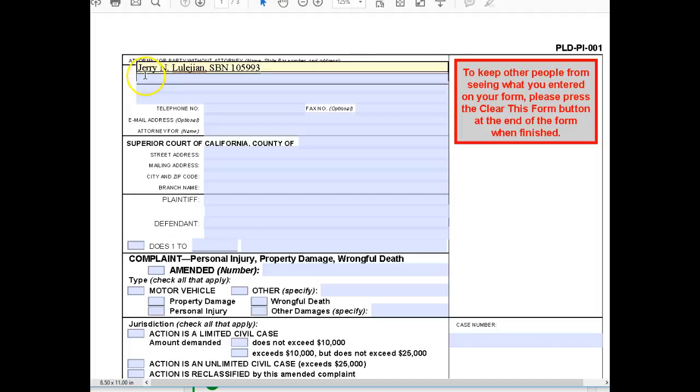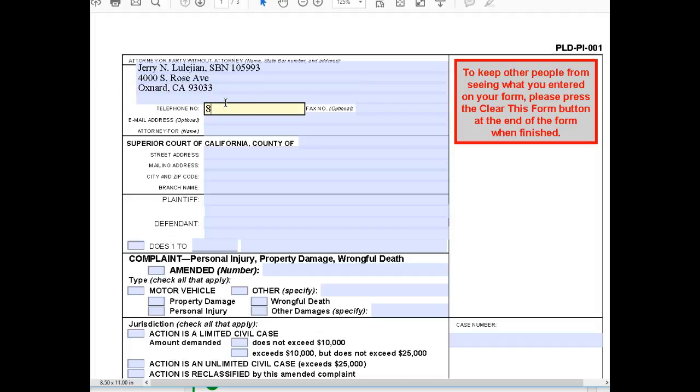So you put in the name of the attorney, state bar number, the address, and let's see, it's Oxnard 93033. Now you also put in the telephone number, and you don't have to put in this optional fax number or email address because that's not necessary. But then you have to put the attorney for who.